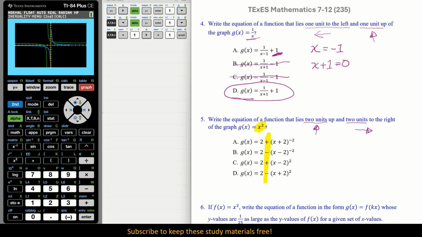Well, this is just if it opens up or down. Well, our question doesn't care if it opens up or down. We just care about the shift. So that's not going to help us. What we need to look at is our right or left shift.